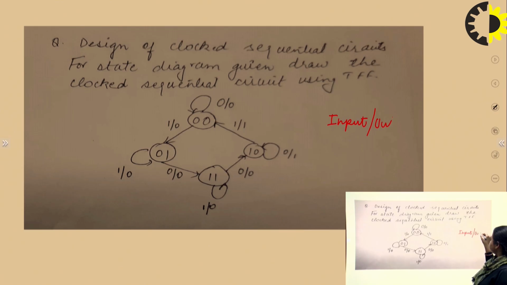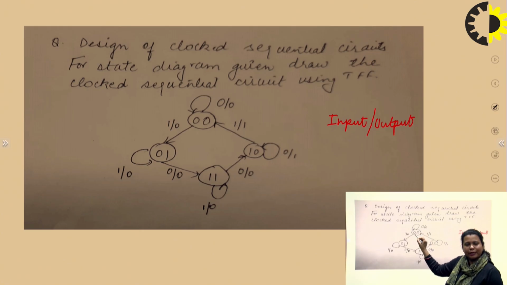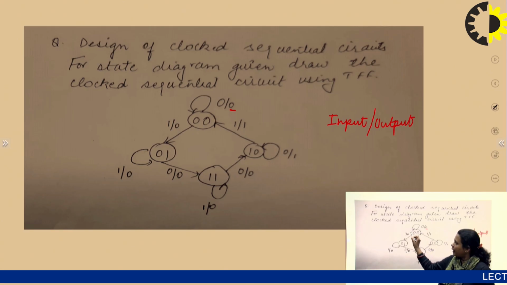Input, right? So you have to read like this: anything which is before this oblique is input and after this is output. So first you will see that 0 0, this is the 0 0 state, and at input 0 it is going to 0 0 only, that means it is not changing and it is giving output 0, right?